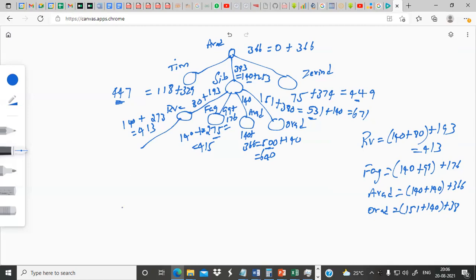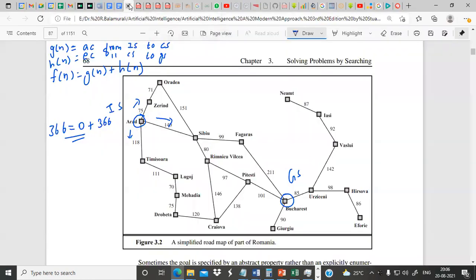So what are the nodes you can reach from RV? From RV, you can go to Pitesti, you can go to Craiovia, and you can go to CBU. You can go to Craiovia at the cost of 146, but we should add the cumulative cost, that we should not forget. And we can reach Pitesti at the cost of 97, and we can reach CBU back at the cost of 80.